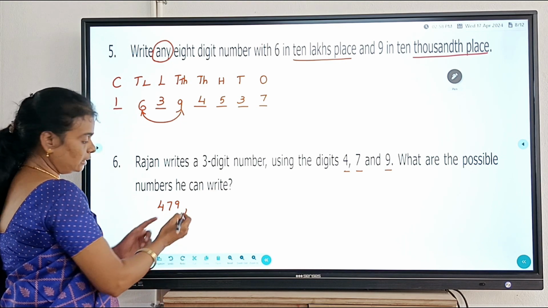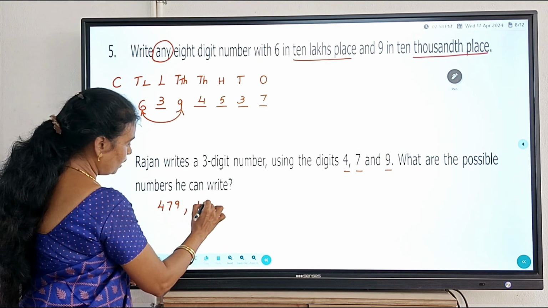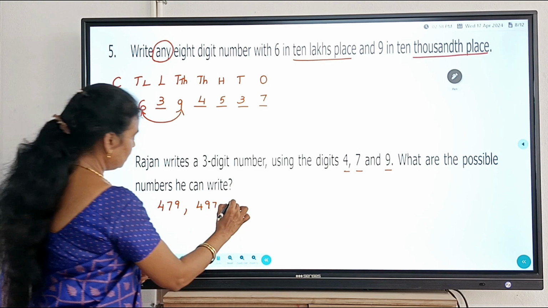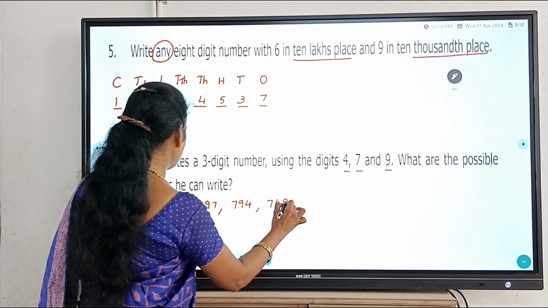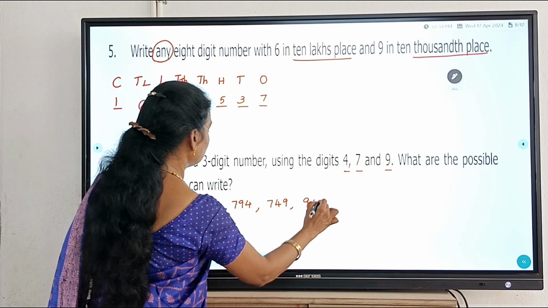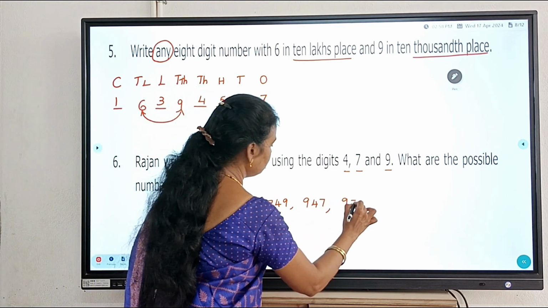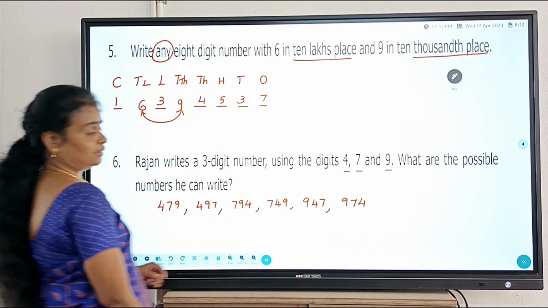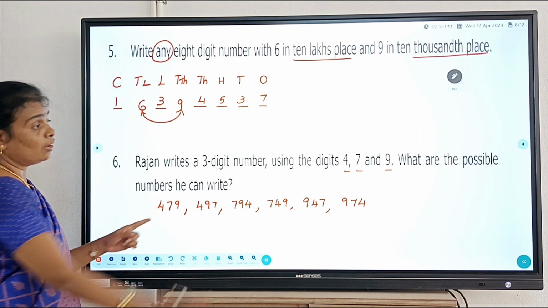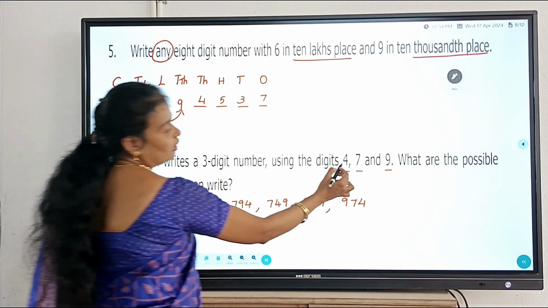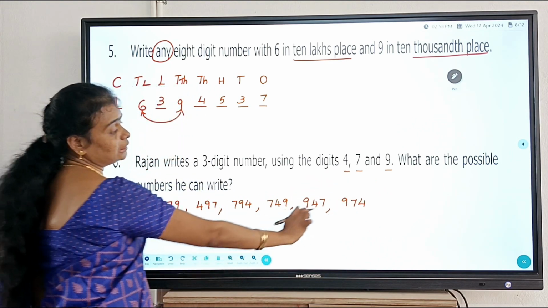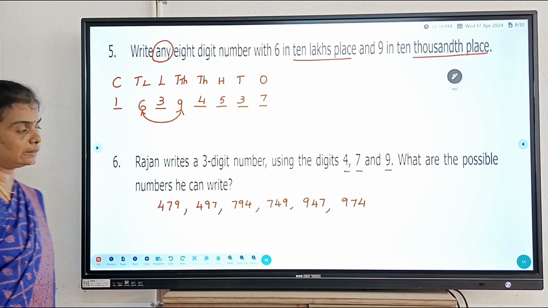479, and the next number he can alter and write 497, then 794, 749, 947, 974. Is there any other way to write this with the digits in a different form? No. You can't form any other numbers except these 6 3-digit numbers.